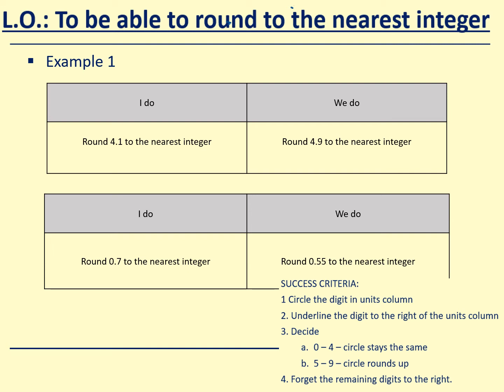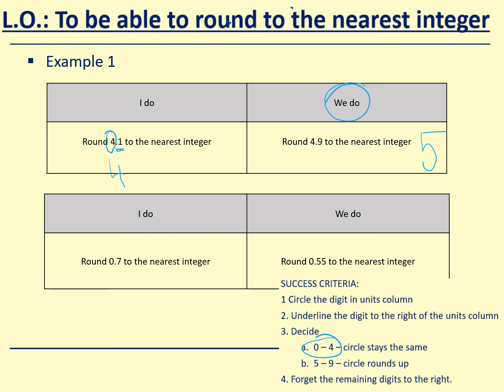Rounding to the nearest integer. So in the units place value, we have 4, so we circle 4. Underline the digit to the right of it, it's 1. If it's between 0 and 4, the circled digit stays the same. So we've got 1, so it's just 4. So 4.1 rounded to the nearest integer is just 4. Pause this video and have a go at we do. If you have 5, well done.